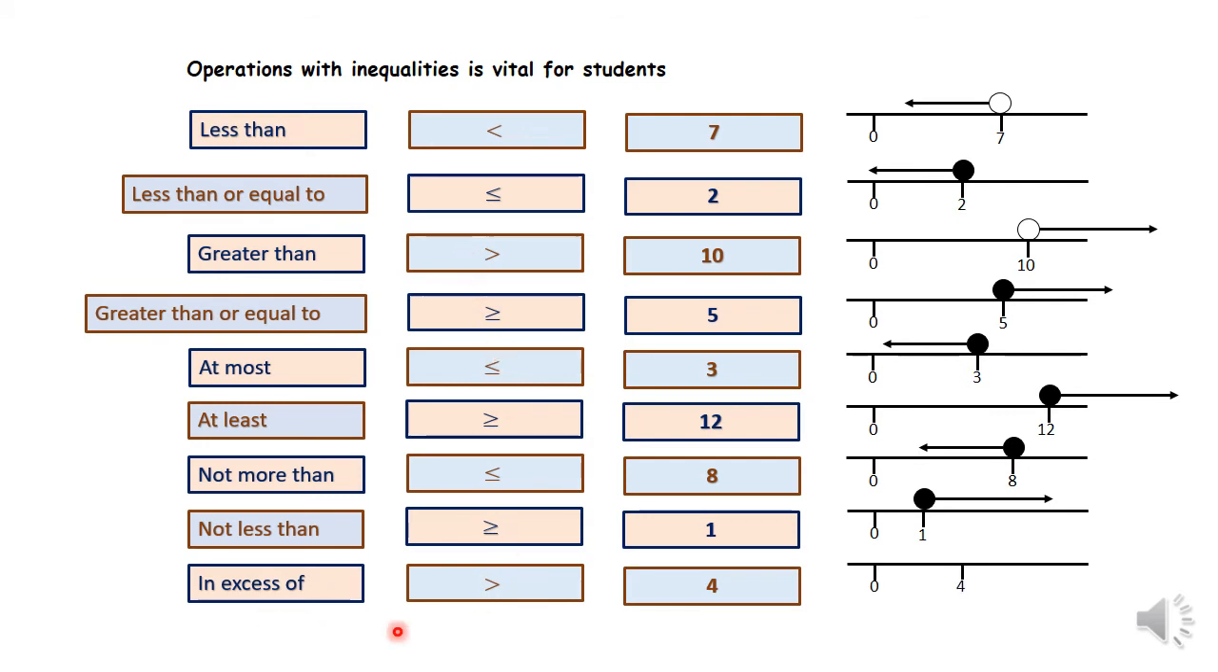That means in excess of 4, we have the 0 and 4 on the number line, and so we're talking about anything bigger than 4. 4 is not included. So the point I'm trying to stress here is, please understand when the given number is included and when it's not.